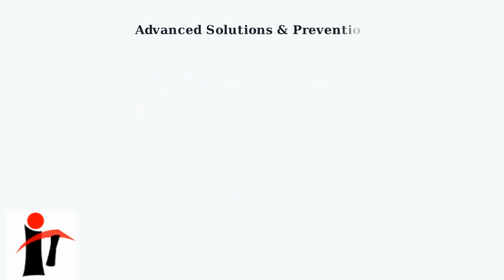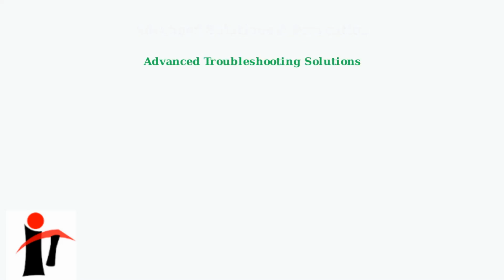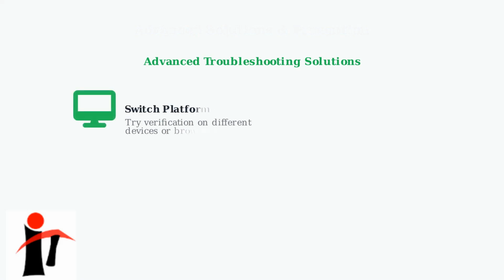When basic troubleshooting doesn't resolve your Spotify phone verification error, advanced solutions and prevention strategies can help you overcome persistent issues and avoid future problems. If initial troubleshooting steps haven't worked, several advanced techniques can resolve stubborn verification issues. Platform switching is often the most effective advanced solution.